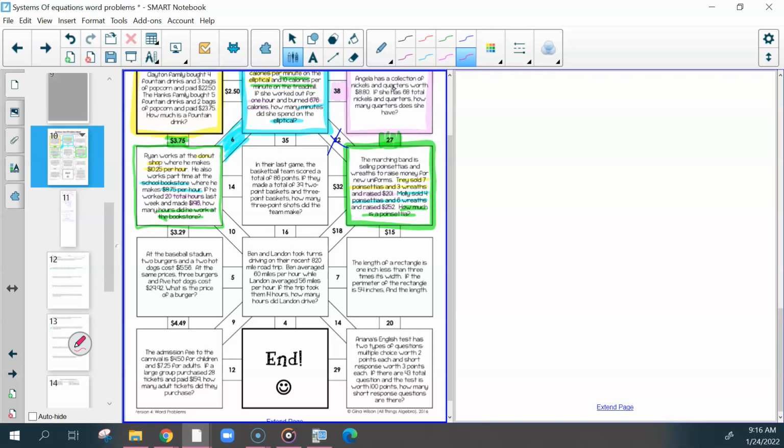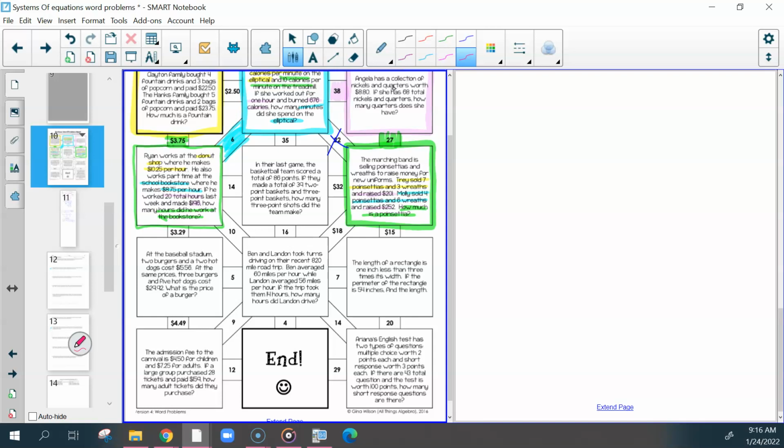Do we want to solve this by substitution, graphing, or elimination? If you are for substitution, again, raise your hand. Elimination, raise your hand. Graphing, raise your hand.